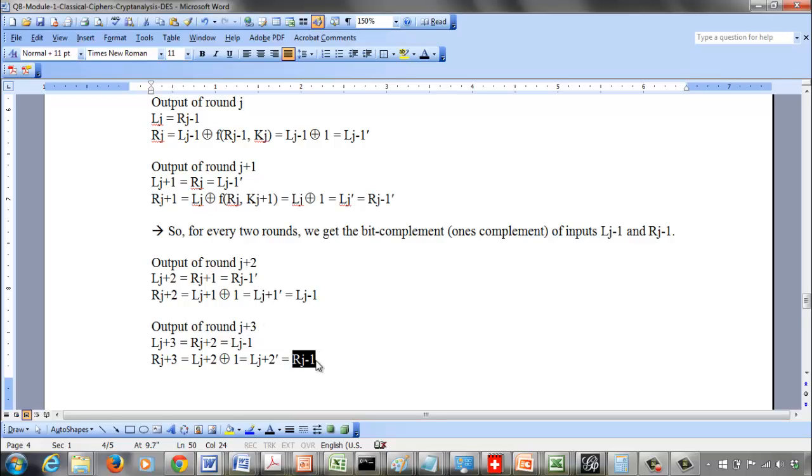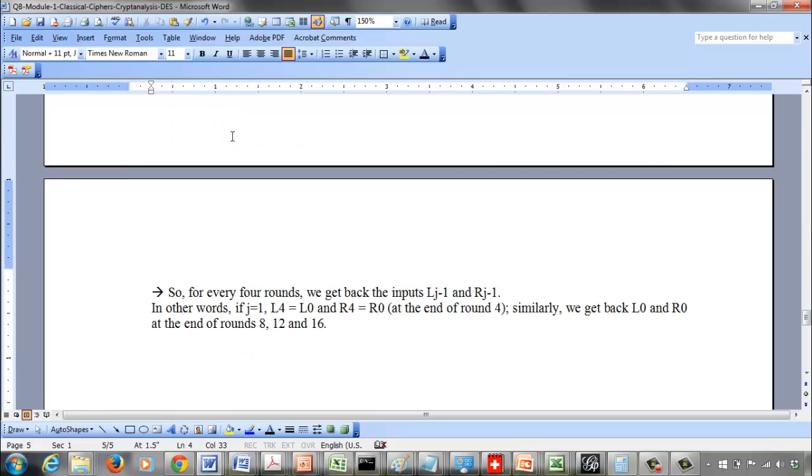So we feed in L_{j-1} and R_{j-1} to round j, that is the first round, round j+1, that's the second round, j+2, that's the third round, and round j+3, that's the fourth round. At the end of the fourth round, we basically get back L_{j-1} and R_{j-1}. Which means for every 4 rounds, so the 4th round, 8th round, 12th round, and the 16th round, if we input the text as L_{j-1}, R_{j-1} initially, what we get at the end after 16 rounds is also going to be L_{j-1} and R_{j-1}. Okay, so that we can stop this.